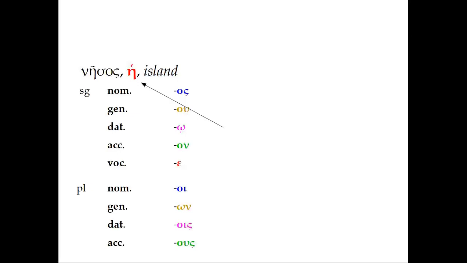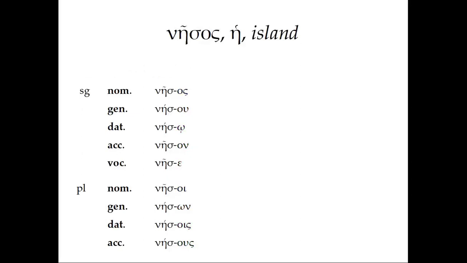So we're going to get our stem in the usual way by dropping -os from the nominative singular. That leaves us with nes- as the stem throughout the declension. And that's effectively all that we have to do. These are then the forms of nesos, he nesos, island. And these are the endings that we will see on any feminine noun of the second declension.